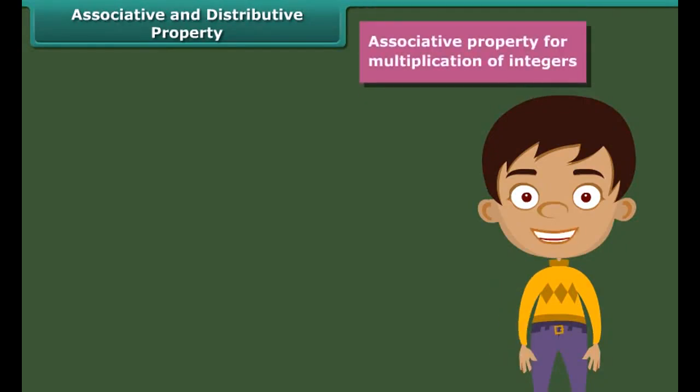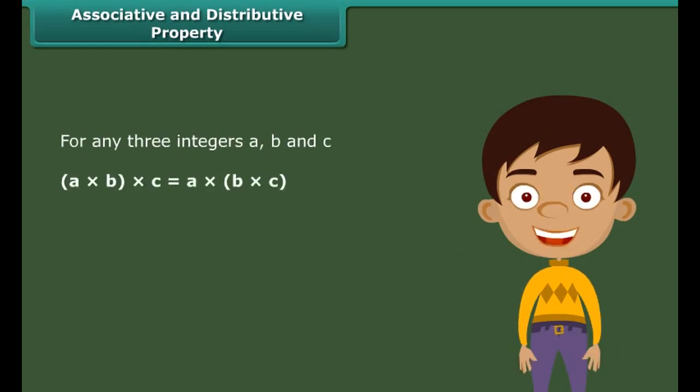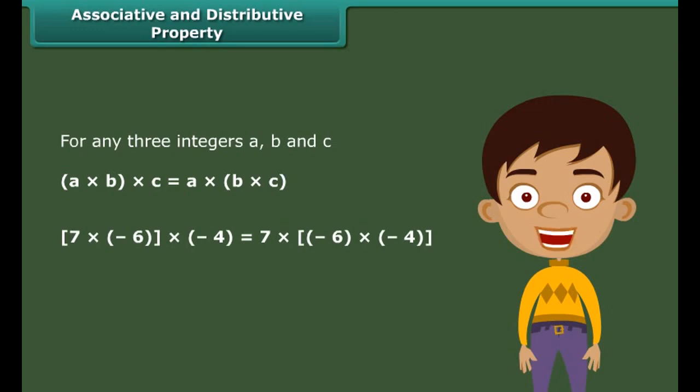The product of three integers does not depend upon the grouping of integers, and this is called the associative property for multiplication of integers. For any three integers A, B and C, A into (B into C) is equal to (A into B) into C. For example, 7 into (minus 6 into minus 4) is equal to (7 into minus 6) into minus 4.